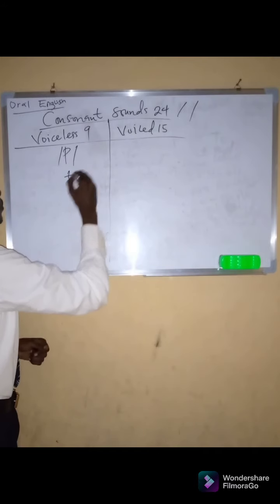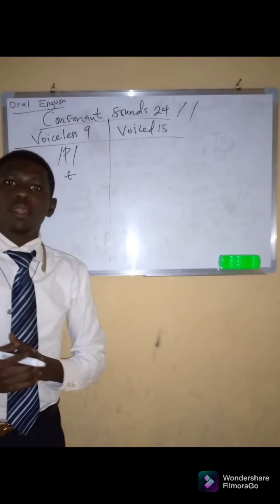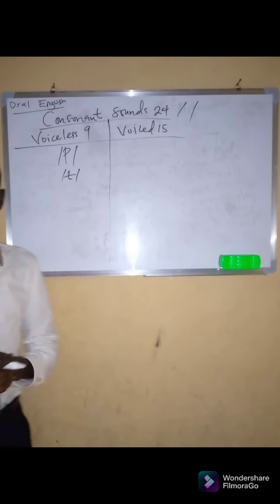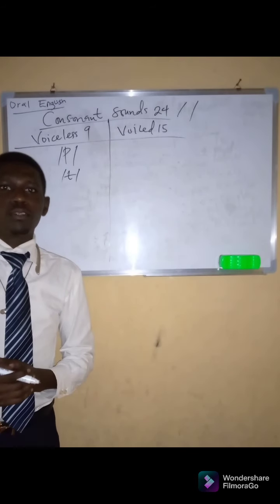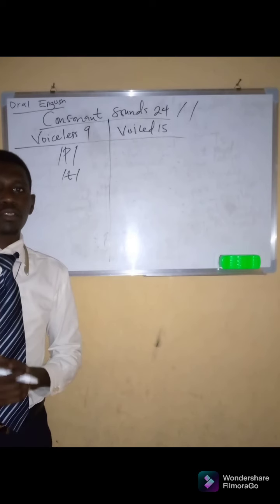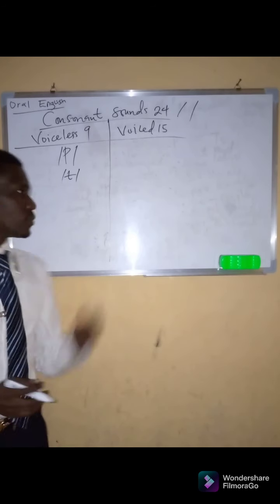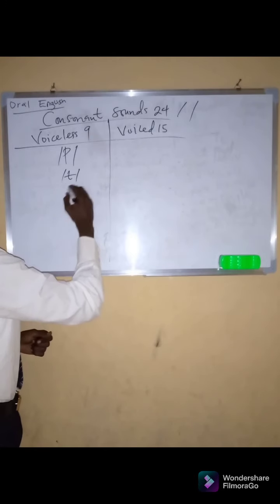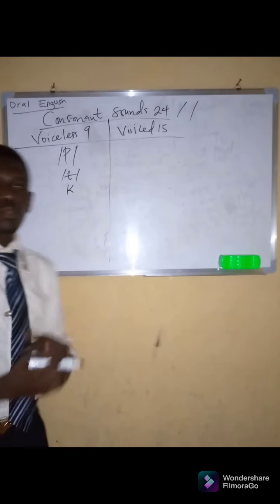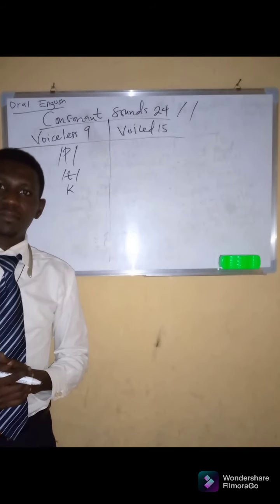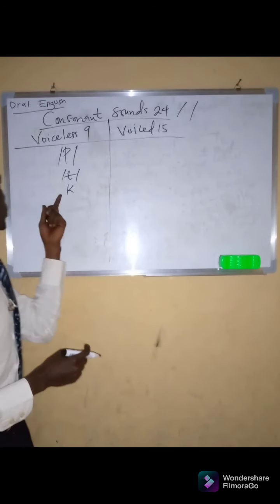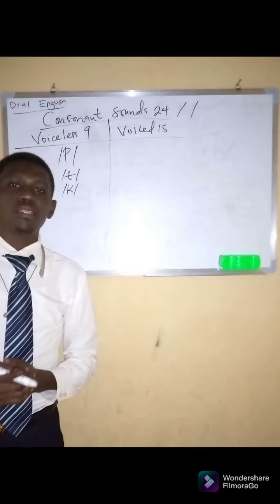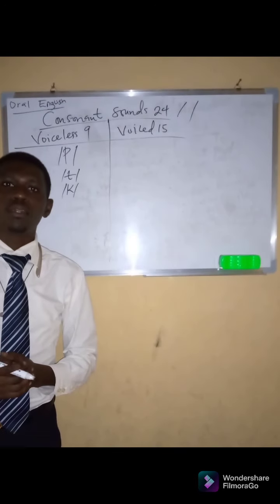And this may also look like letter T, but the moment you add the two slanted lines, it will now change to the sound T. So this is the sound T. This may look like letter K, but the moment you add the two slanted lines, it automatically changes to the sound K.